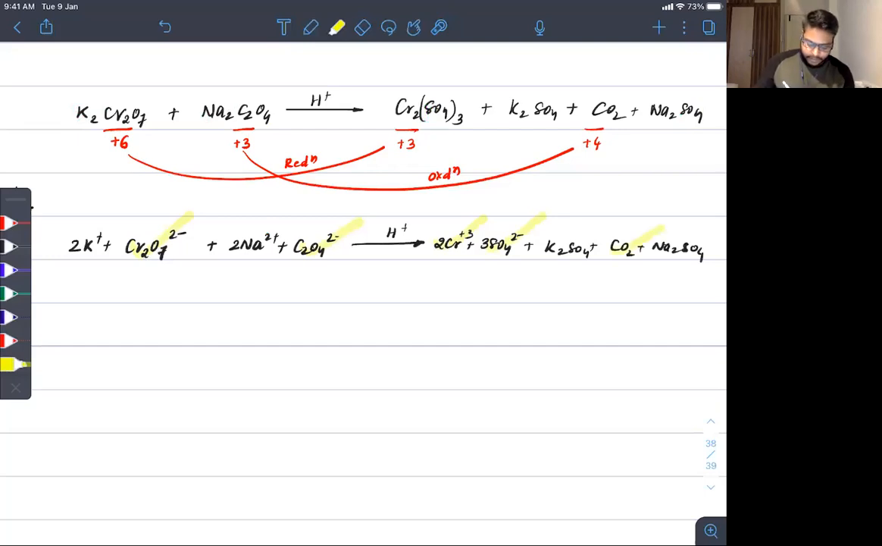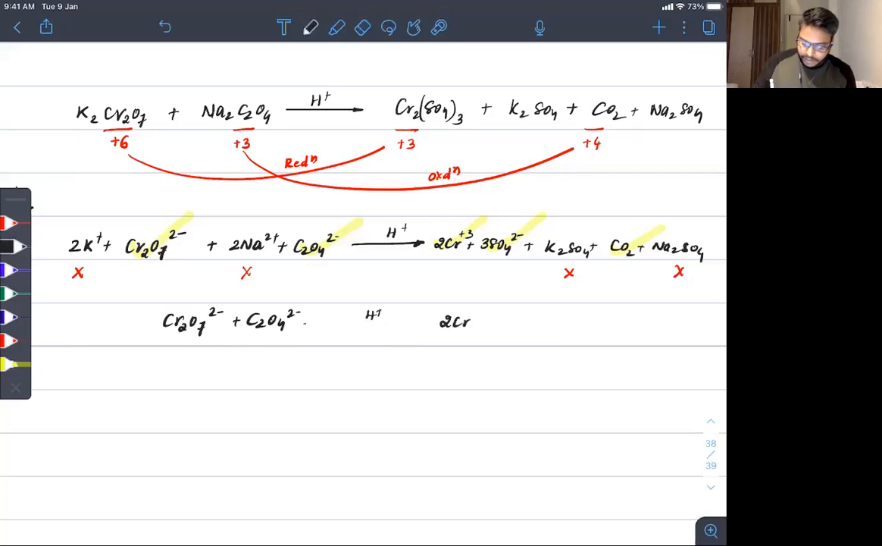बाकी सारों को हम लोग क्या करेंगे बेटा? Ignore. We will ignore this, we'll ignore this, we'll ignore this, and we'll ignore this. So what do we write? Cr2O7 2 minus plus C2O4 2 minus in acidic medium is giving 2Cr plus 3, or simply I'll write.